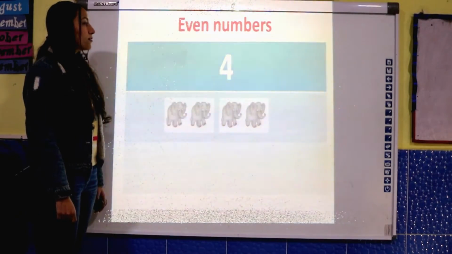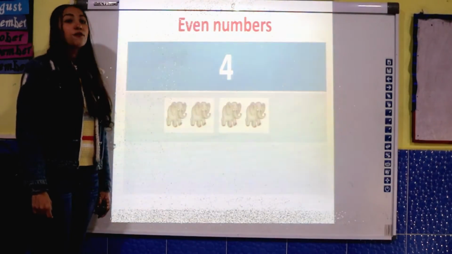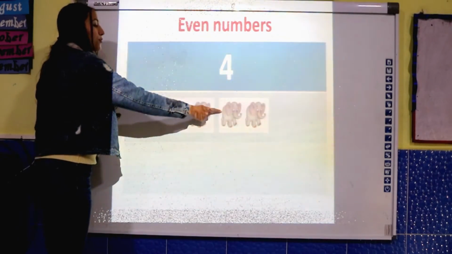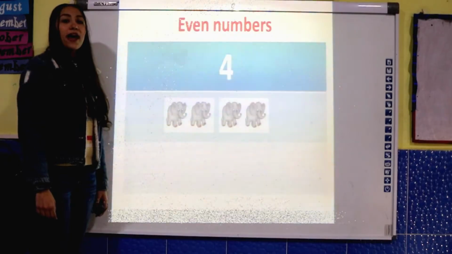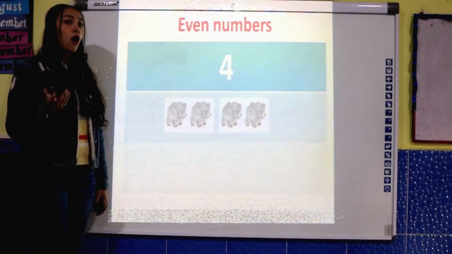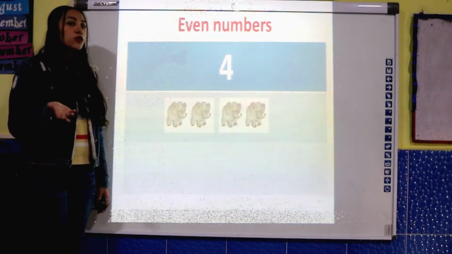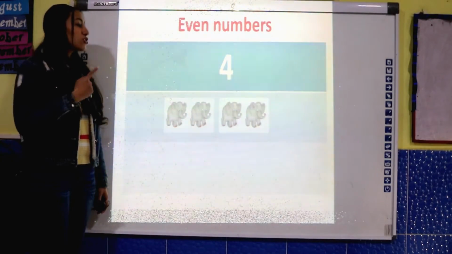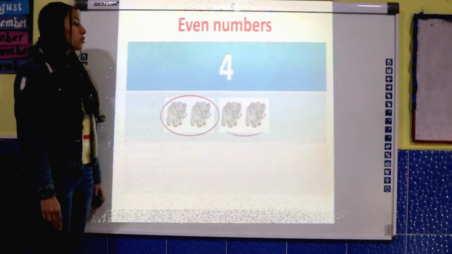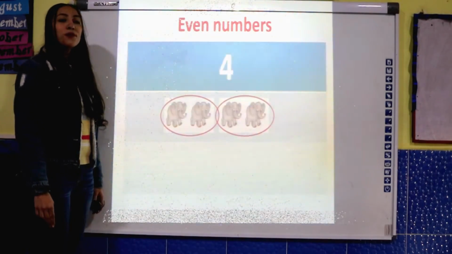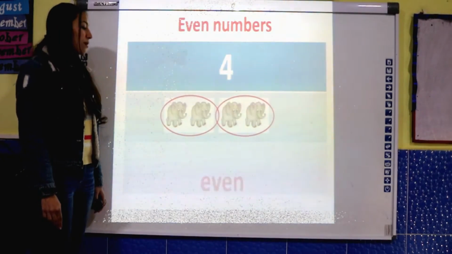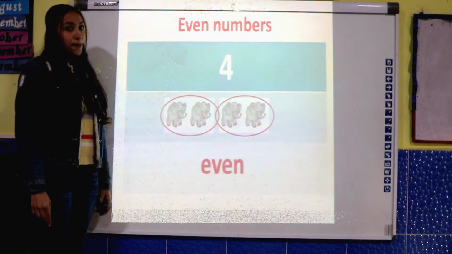Another number. What is this number? 4. Okay, let's count. 1, 2, 3, and 4. I have here 4 elephants. Now I want to know if number 4 is an odd number or an even number. How could I know? Yes, let's try to make groups of 2. I have a group of 2 here, another group of 2 here. So is number 4 an odd number or an even number? Yes, number 4 is an even number.